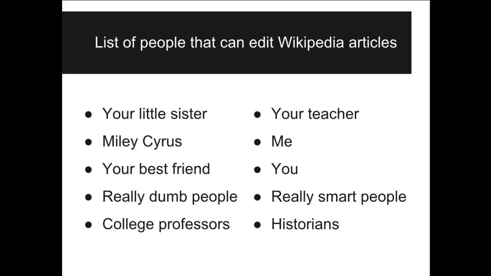The problem is, we do not know who creates the information, nor do we know if they even know a lot about the subject they're writing about. There are, however, some good ways that you can use Wikipedia, and there is a lot of good information on there because there are a lot of really smart people that do create things on there.